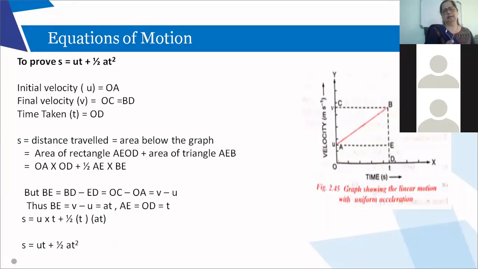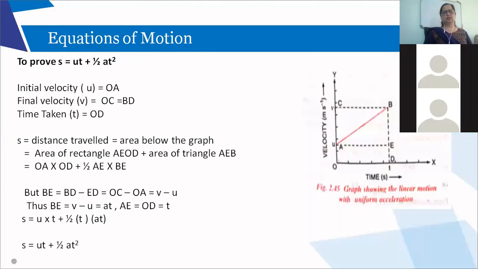And then here in the equation, S is distance traveled, area below the graph. S equal to U T, OA is U, OD is T, and then multiplied by half T is the time into 80. So I got the equation S equal to UT plus half 80 square. So this is the second equation of motion.